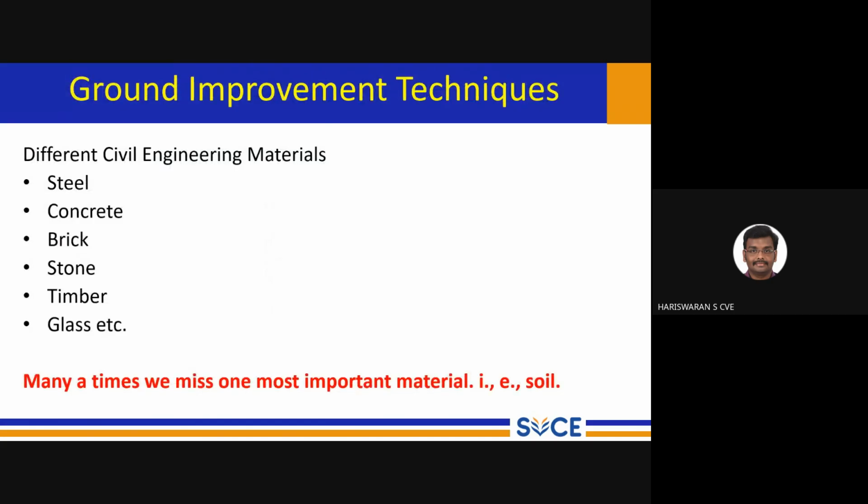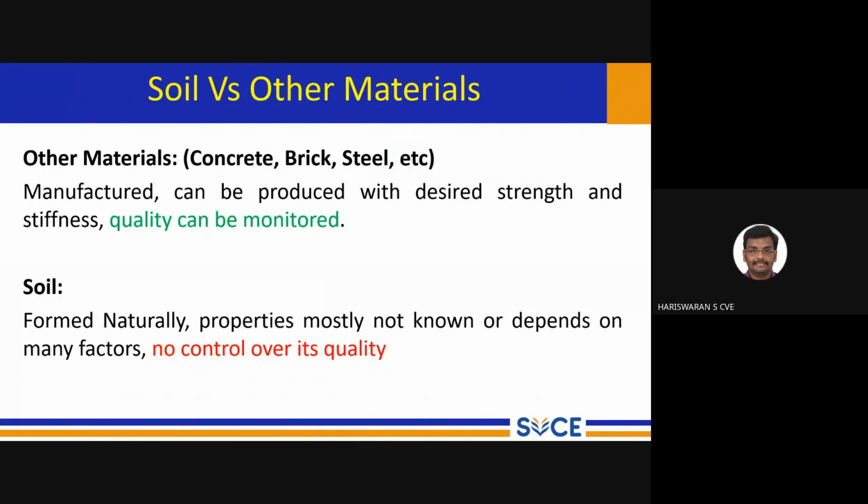There are different construction materials available, such as steel, concrete, brick, stone, timber, etc. Many times we miss one of the most important materials, which is soil. But soil is also a construction material we are supposed to consider. Other materials like concrete, steel, and bricks are manufactured artificially from available materials, with well-defined calculations and design, through which we get the desired strength and stiffness.